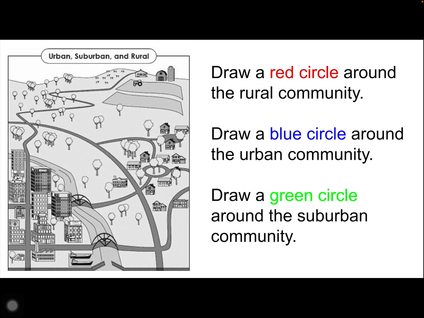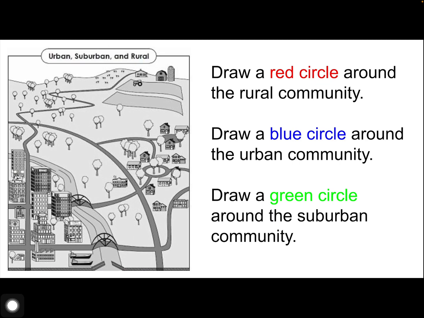Well, this activity we're not able to do, but you can use your imagination and pretend to draw a red circle around the rural community. Can you see in this picture where a rural community would be? Well, it would be up here, of course, with the farm and all the land. Draw a blue circle around the urban community. Well, this would be the urban community because look at the tall buildings, all close together.